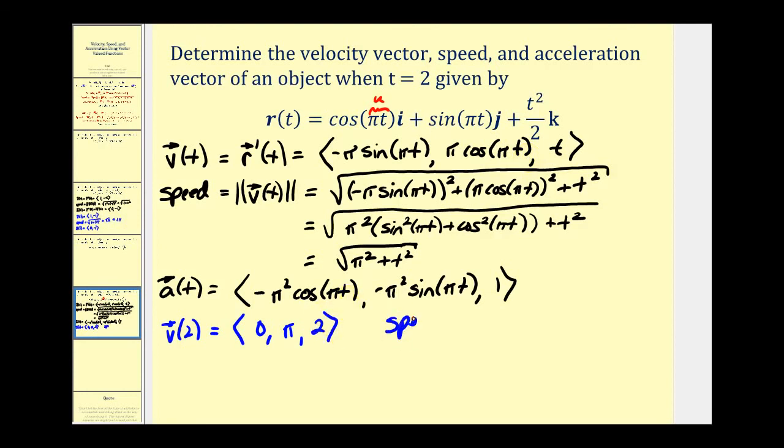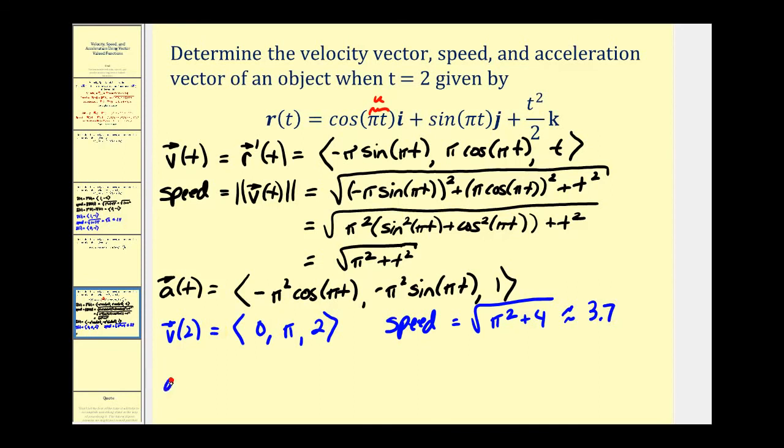And to determine the speed, when t is equal to 2, we already found the equation for the magnitude of the velocity vector. So when t is 2, the speed is going to be the square root of pi squared plus 2 squared, which would be 4. This is approximately 3.7.